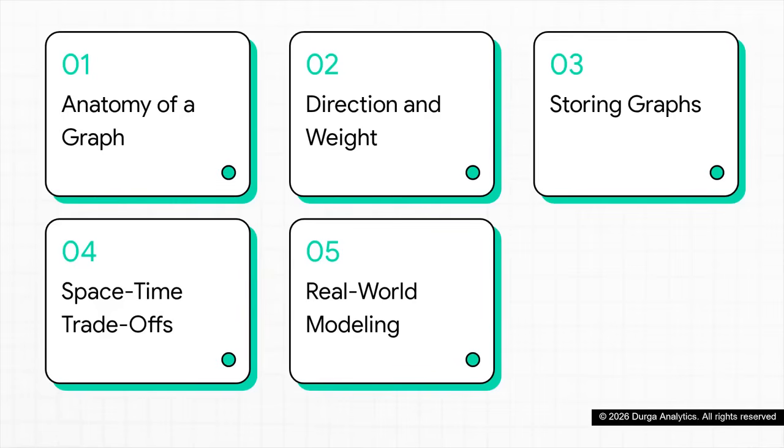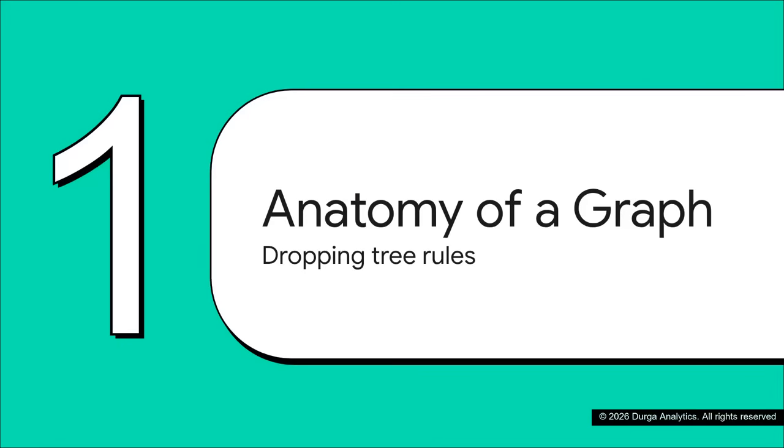Here's our architectural review for today. We'll deconstruct the anatomy of a graph, look at edge direction and weight, and break down 2 exact ways to store them in memory. Then, we'll evaluate the space-time trade-offs and prep for some real-world senior engineering interview questions. Let's kick things off with the anatomy of a graph.